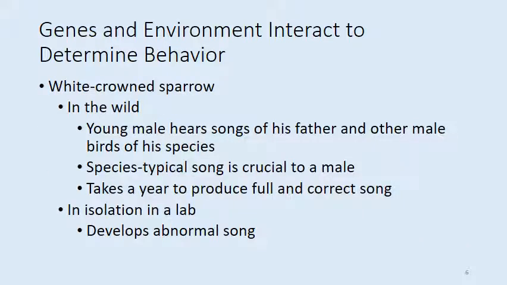So here's an example of how interaction with the environment is so important to develop behaviors. This bird, the sparrow, in the wild, the male sparrow hears other male birds and then imitates the songs. Now it does take a year to produce the full and correct song, but what they saw was if you keep the bird in isolation in a lab with no birds around, then the song is abnormal. It doesn't sound like the other birds. And so experience with the environment helps develop the correct behaviors.